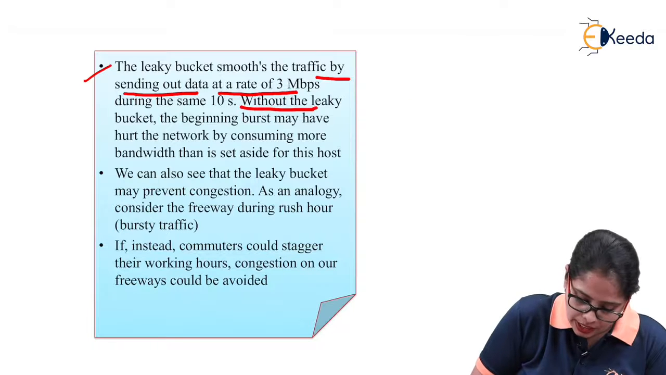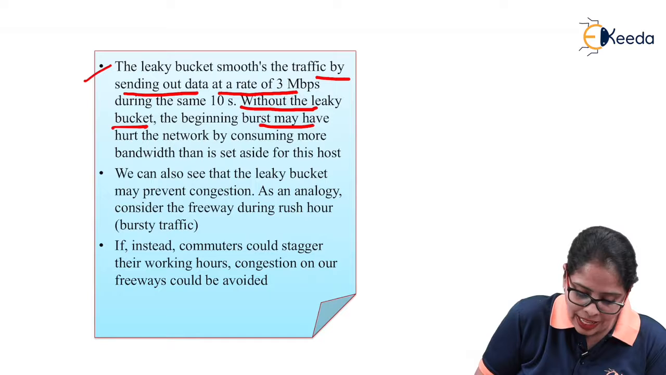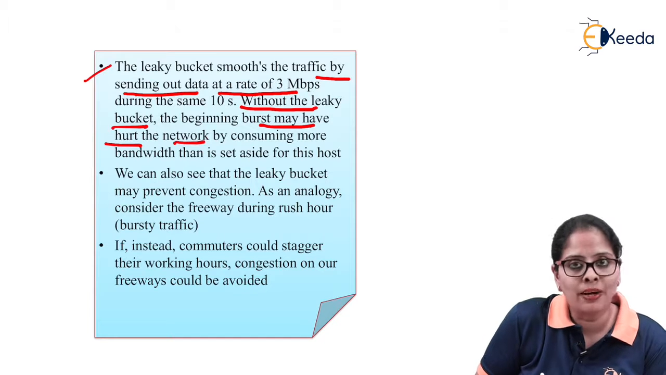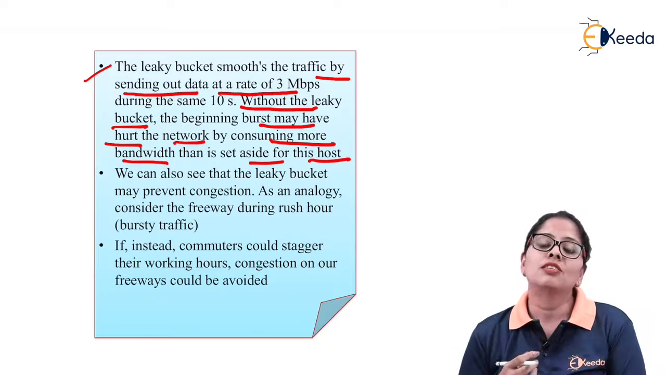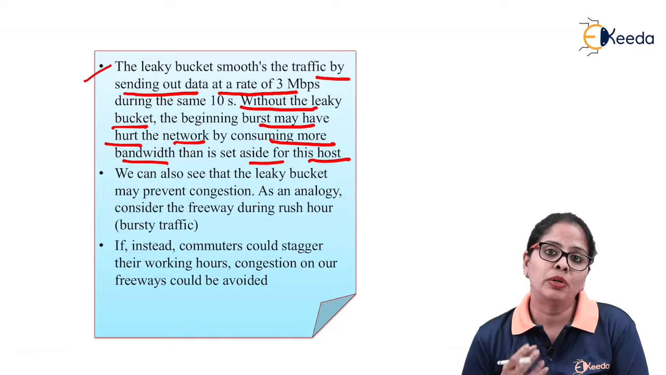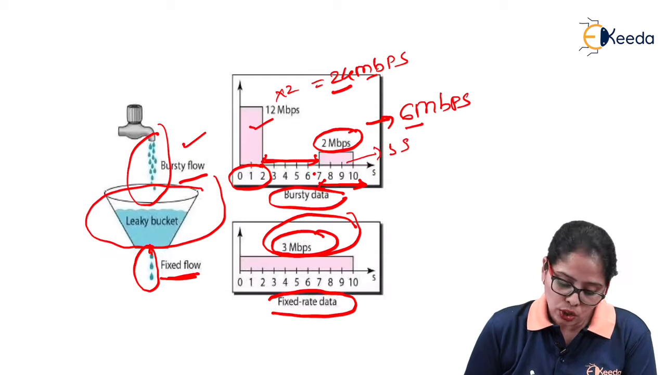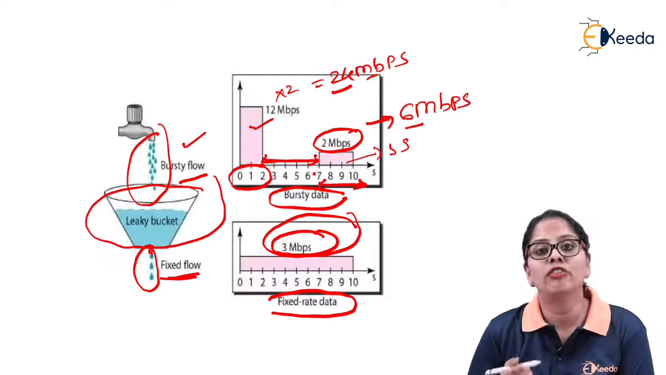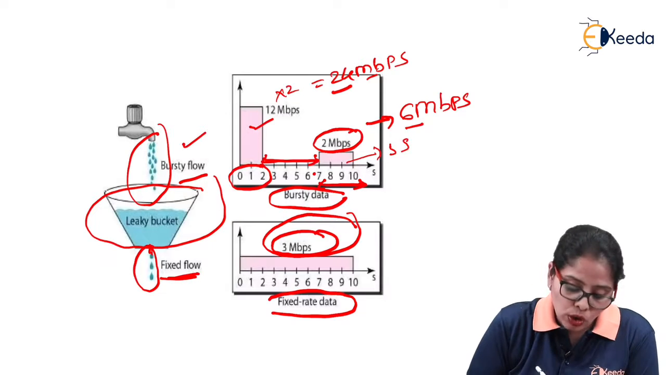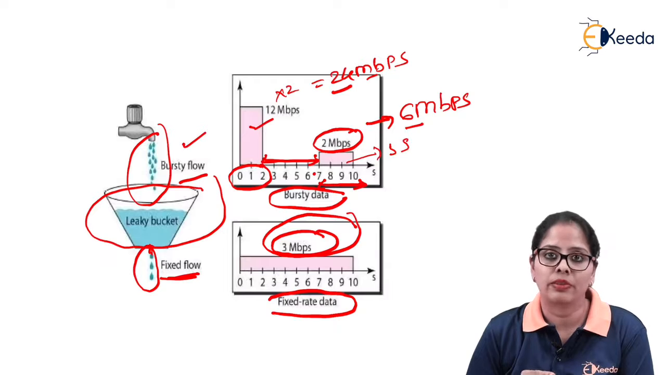Without the leaky bucket, the beginning burst may have hurt the network by consuming more bandwidth than was set aside for the host. Just now we discussed that at the first time, between 0 seconds and 2 seconds, how much bursty traffic came? 24 Mbps. If we are not using this technique, then what will happen?